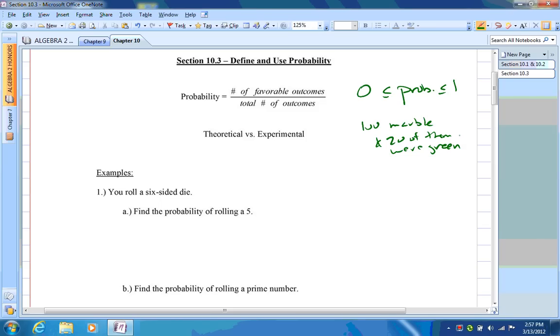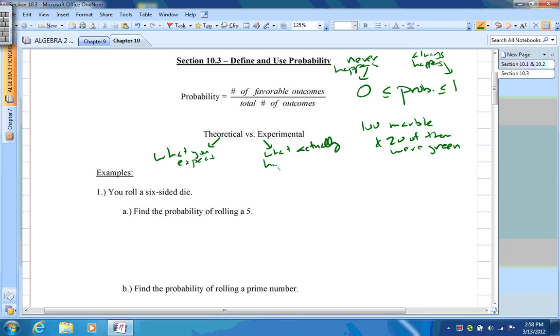It can't equal 0 if it never happens. It can equal 1 if the situation always happens. Another thing I want to mention is theoretical and experimental probability. Theoretical probability is what you expect to happen. Experimental is what actually happens. It's basically when you try this on your own.